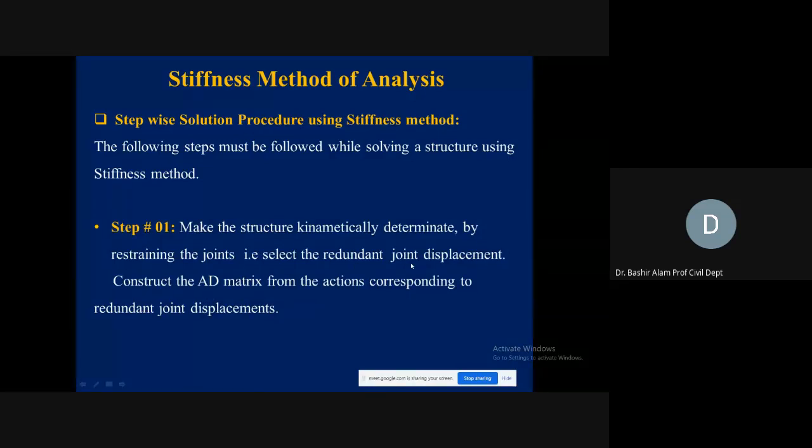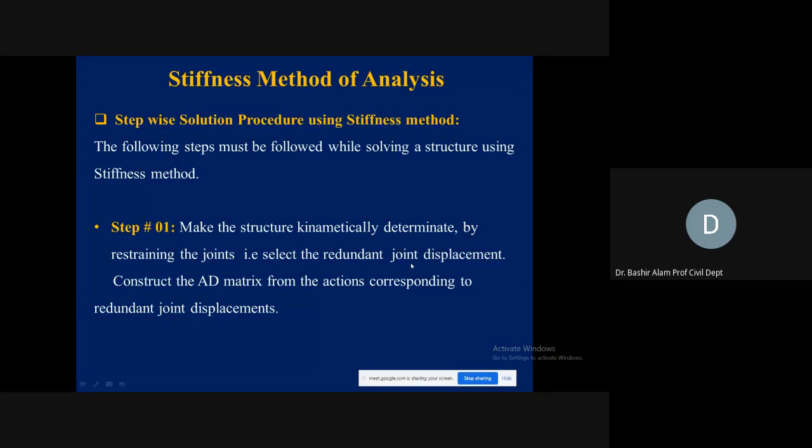Once we restrain the joint, now we take the example of the hinge support. तो hinge support पे आप क्या restrain करेंगे? आप rotation को restrain करेंगे. आप rotation के corresponding देखेंगे कि वहां पे कोई moment तो नहीं लगा हुआ. If we have a moment there corresponding to that rotation, that becomes your component of the AD matrix. So that way we construct our AD matrix from the actions corresponding to the redundant joint displacements.